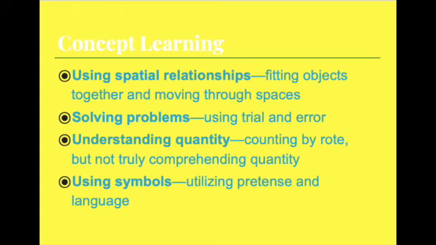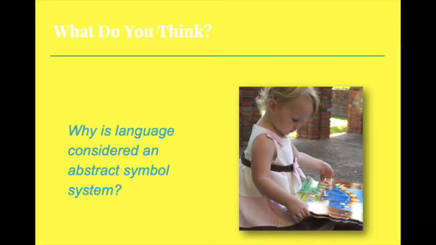To learn language, children use 2 thinking skills. First, they must associate the word with the person or object to which it refers. Second, children must recall the word and its meaning when they hear the word or want to say it. Language requires higher-level thinking skills. So as a review, what we just talked about, why is language an abstract symbol system? Think about that.